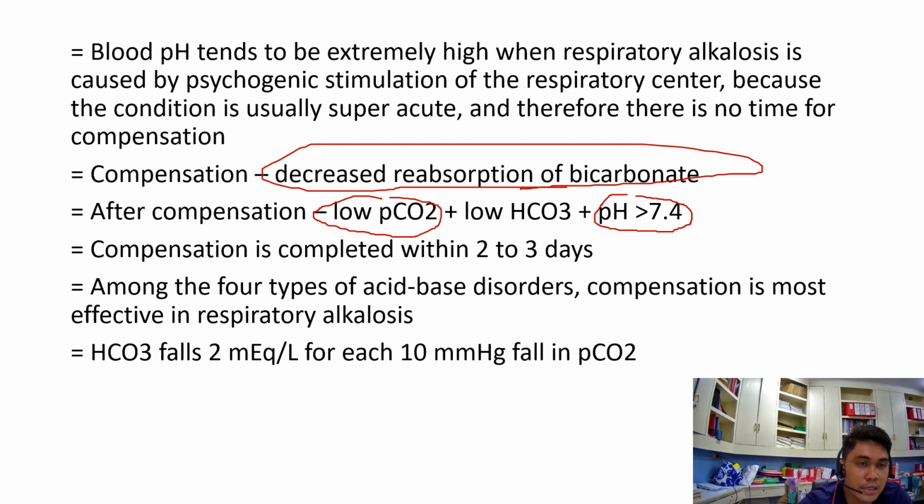Low PCO2 is the cause of respiratory alkalosis, and low bicarbonate level is the compensation. Compensation is completed within 2 to 3 days. Among the 4 types of acid-base disorders, compensation is most effective in respiratory alkalosis. Bicarbonate falls 2 mEq per liter for each 10 mmHg fall in PCO2. So for respiratory alkalosis, the cause is hyperventilation and the compensation is to decrease the absorption of bicarbonate.